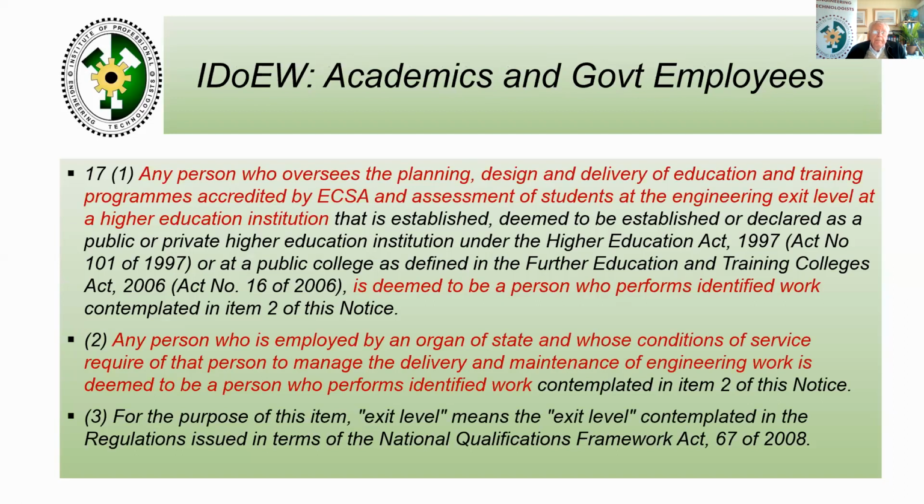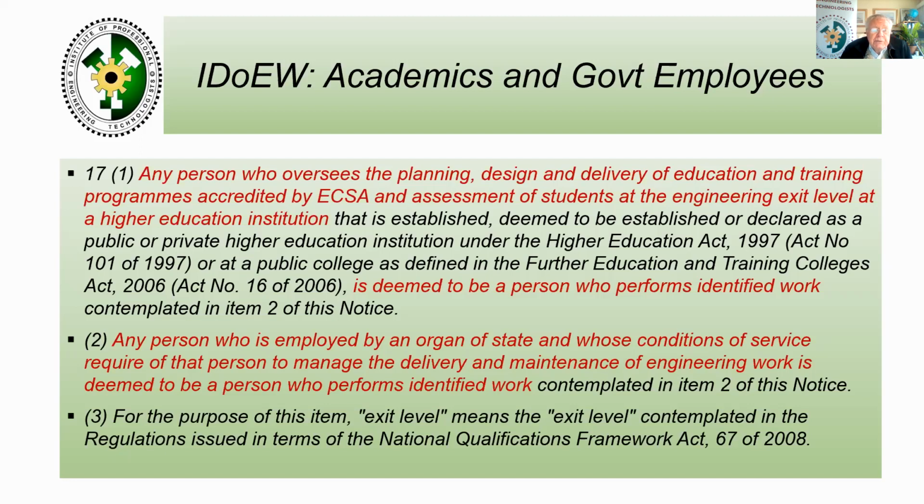Now also, identification of engineering work touches on academics and government employees. That is a very interesting thing that is specifically included in these regulations. It says that any person who oversees the planning, design, and delivery of education and training programs accredited by ECSA and the assessment of students at the engineering exit level at higher education institutions is deemed to be a person who performs identified engineering work.